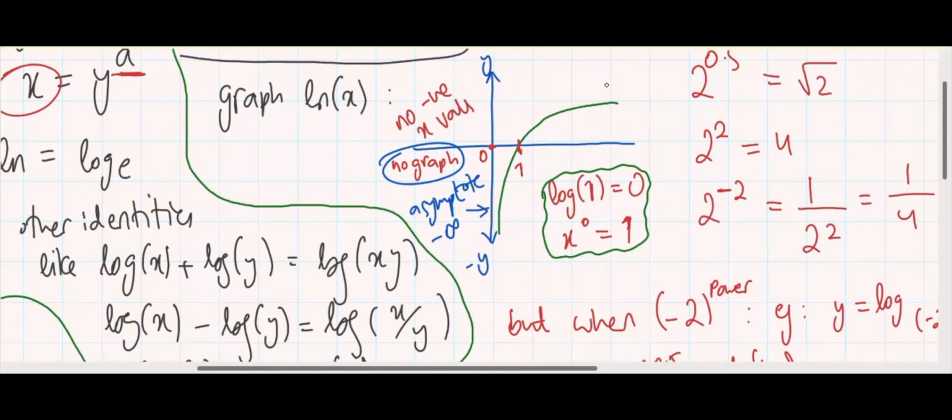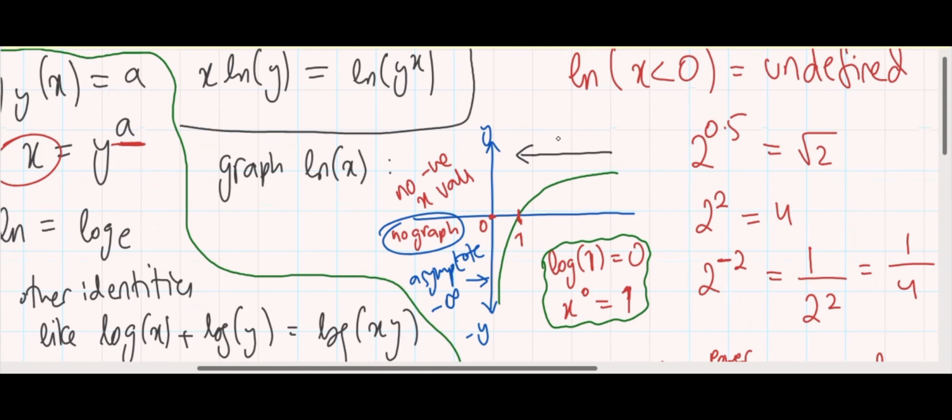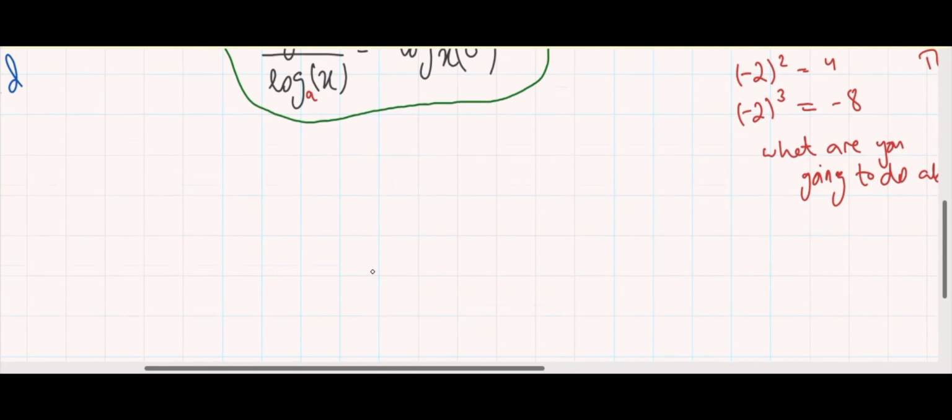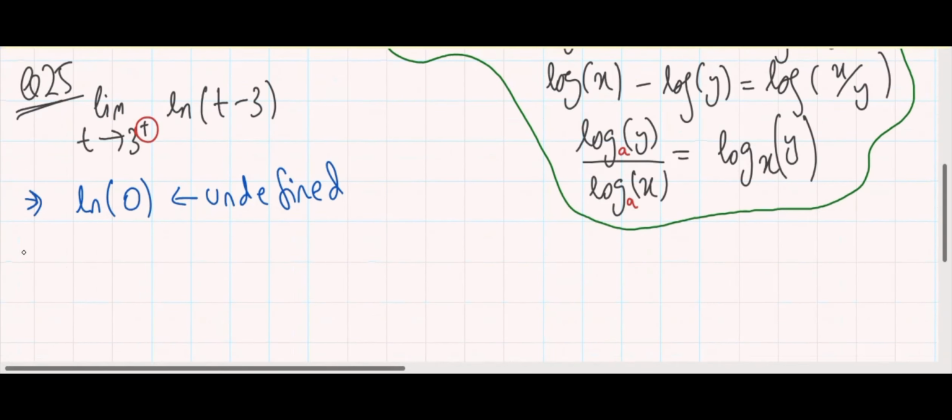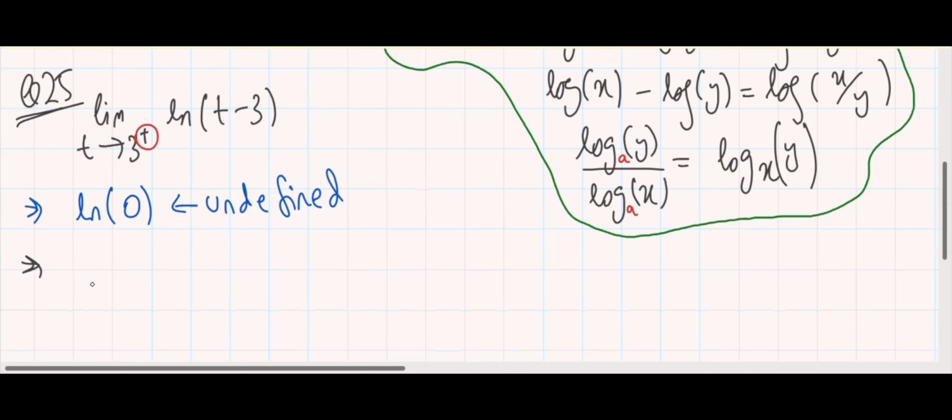ln 0 is undefined because again the limits from both ends do not match, right? The limit of ln x when x is approaching 0 from the negative side is undefined, and ln x when x is approaching 0 from the positive side is minus infinity, right? So it just becomes undefined because it's not continuous. Discontinuity is basically an undefined value, right?